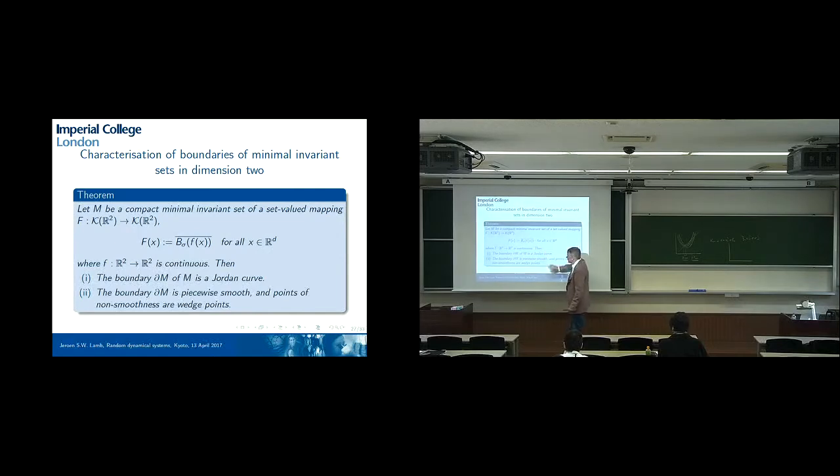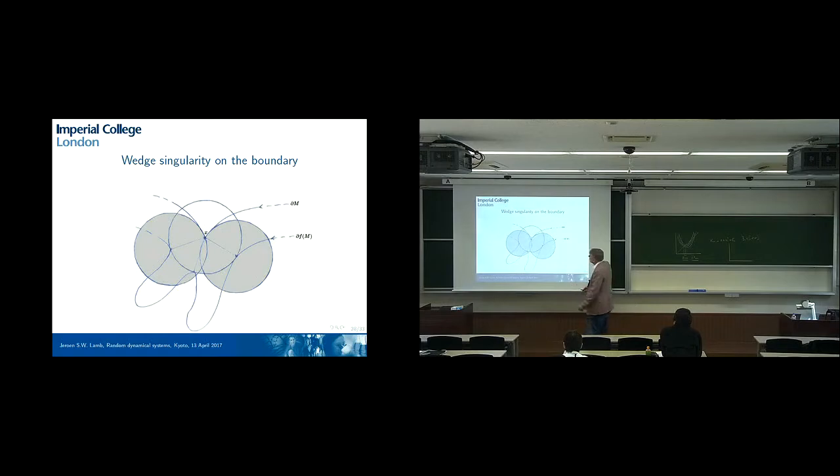And the second thing is interesting. The boundary is piecewise smooth, and the points of non-smoothness are wedge points. And this is quite surprising. That is something that can be said like this, and I'll show you a picture. So here's precisely what happens at a wedge point. Here's the boundary of the invariant set, and the boundary continues. And we can have such points which are wedges, which are not differentiable here.